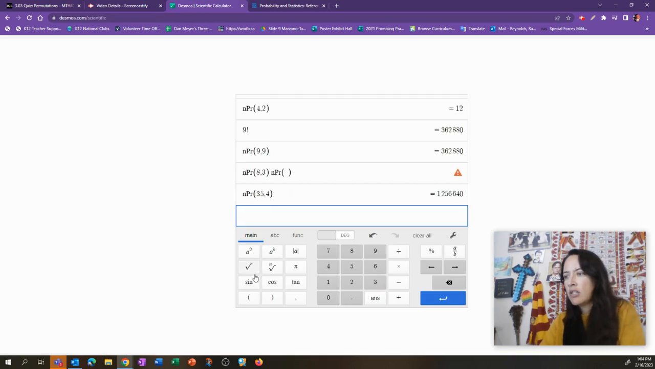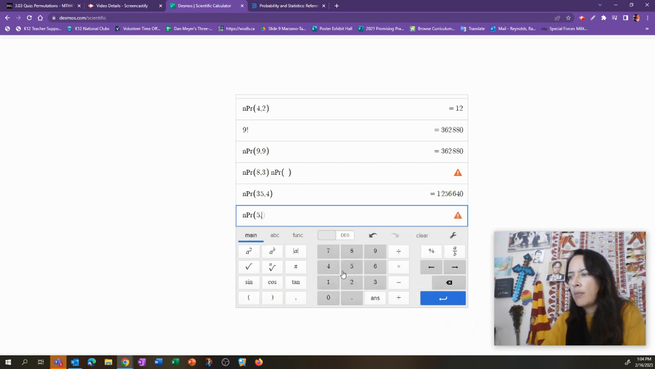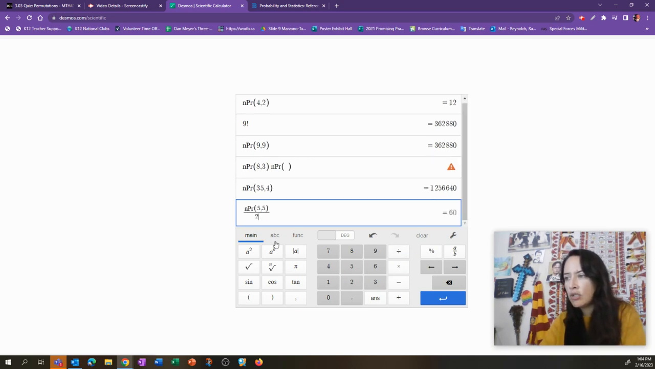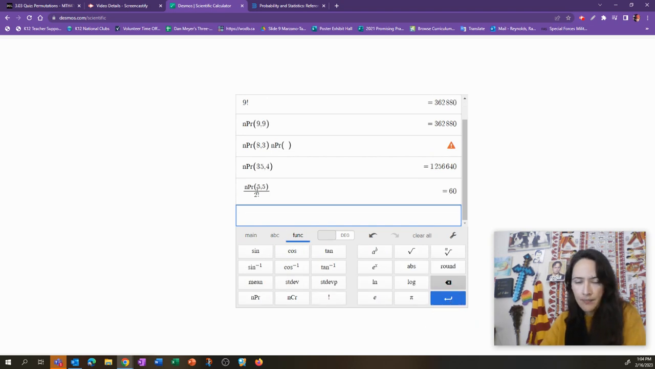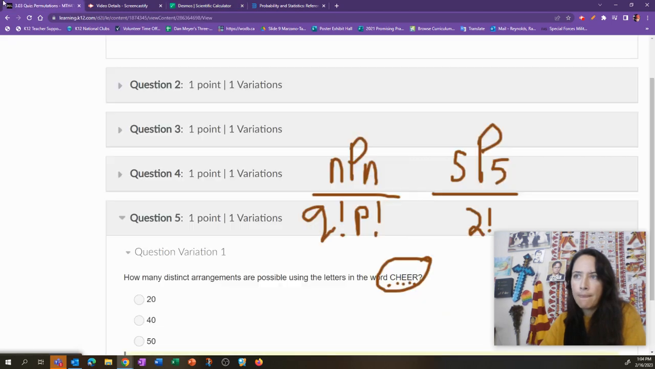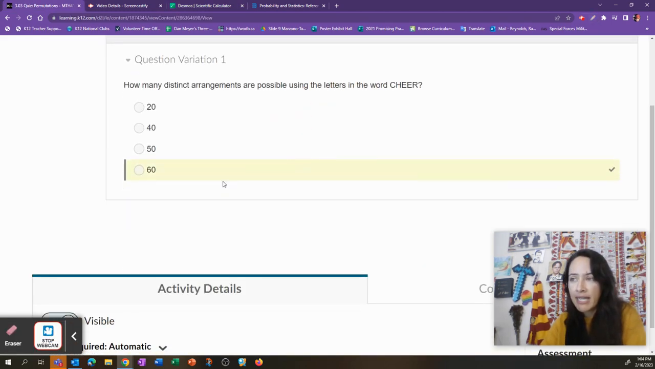So let's go up here. Let's just hit enter. Let's go to functions. 5P5 divided by 2 factorial gives 60. Okay, 60. But that's what's happening. That's the math behind it.